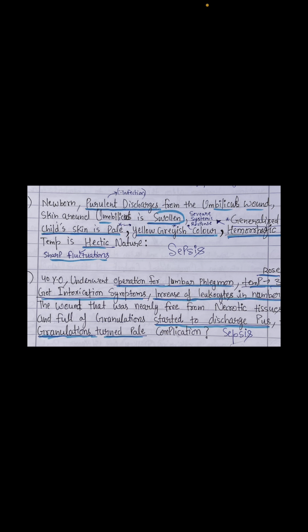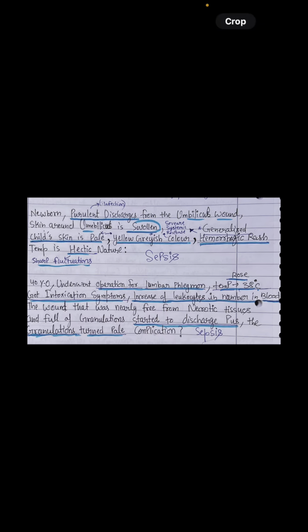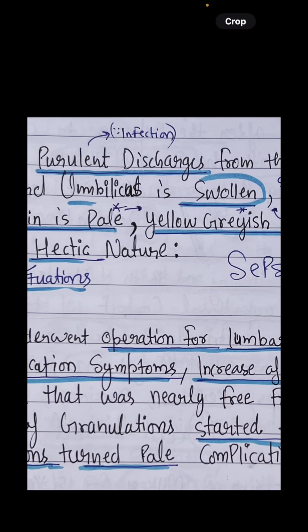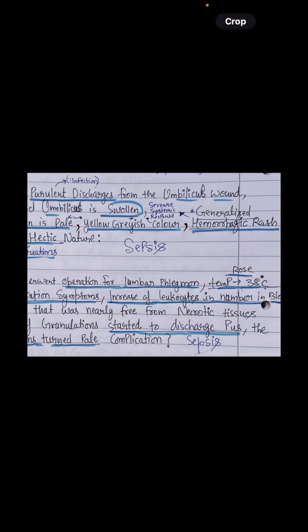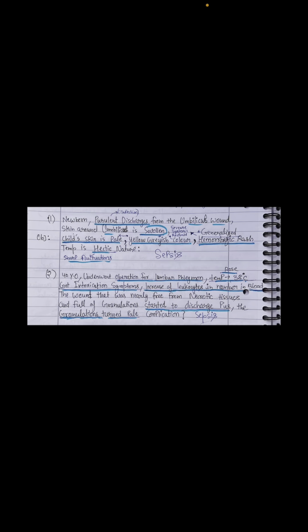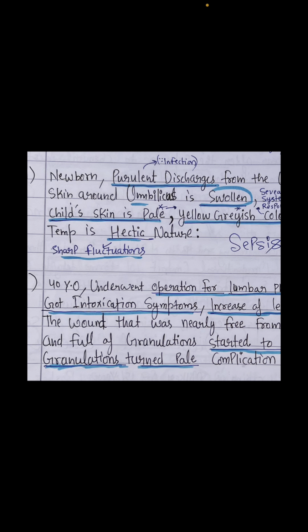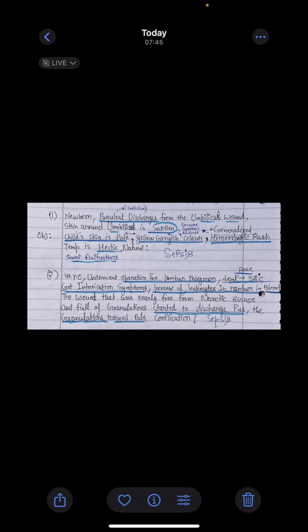So let's see some questions on it. There is a newborn having purulent discharge from the umbilical wound. Skin around the umbilicus is swollen. The child is pale, yellow, grayish in color. Hemorrhagic rash. Temperature is hectic in nature. So what do purulent discharges state? An infection. And when there is a hemorrhagic rash, you can see the severity of the infection, with sharp fluctuation in the temperature.